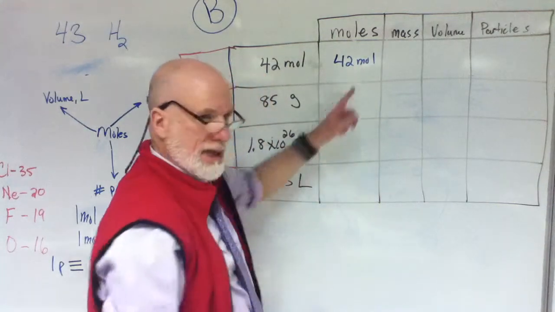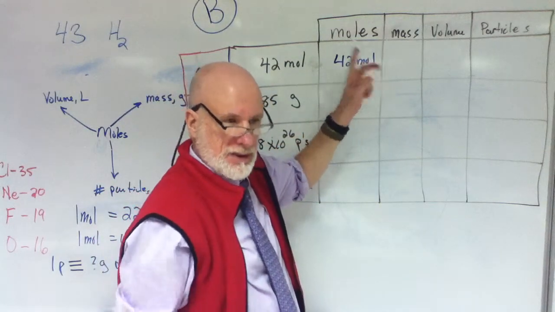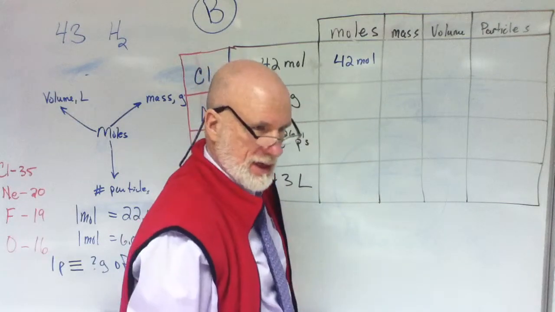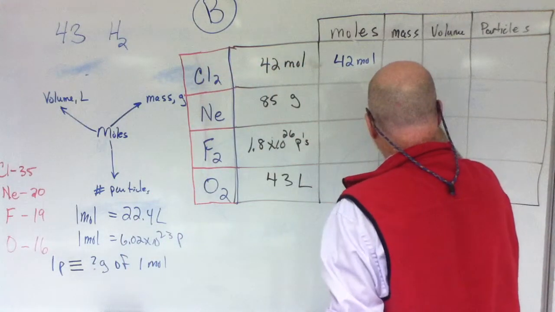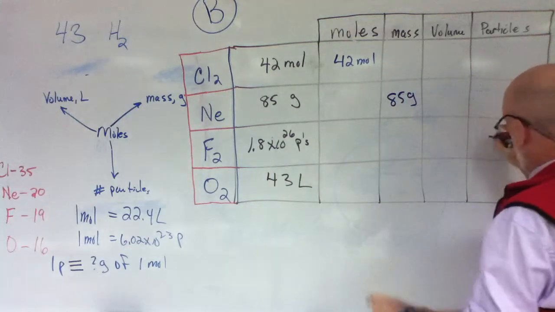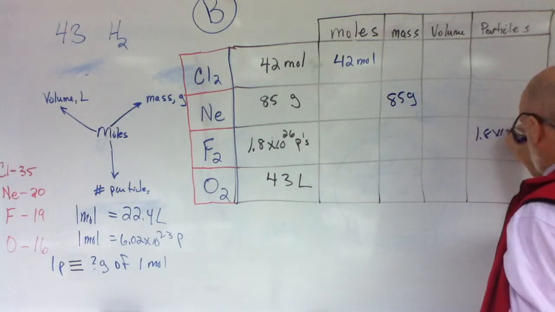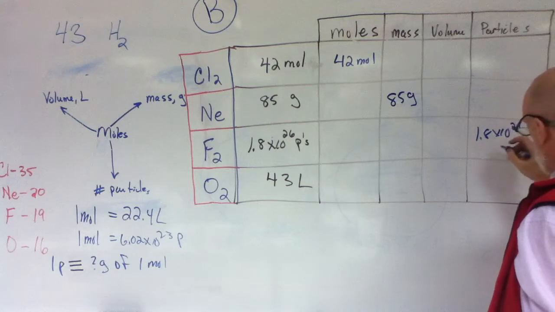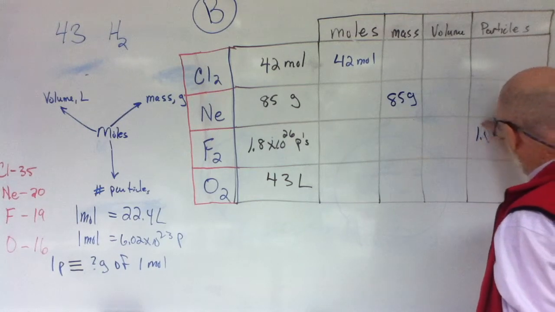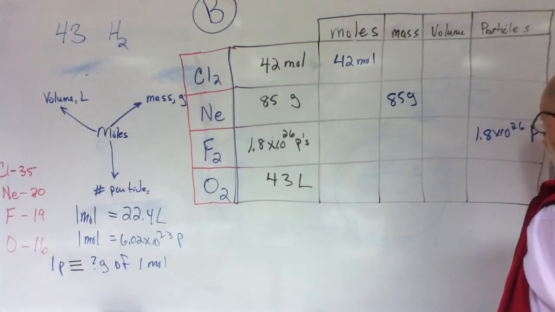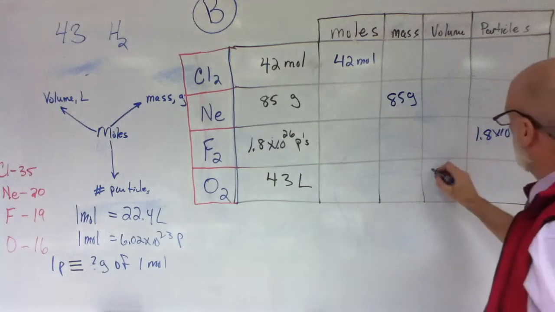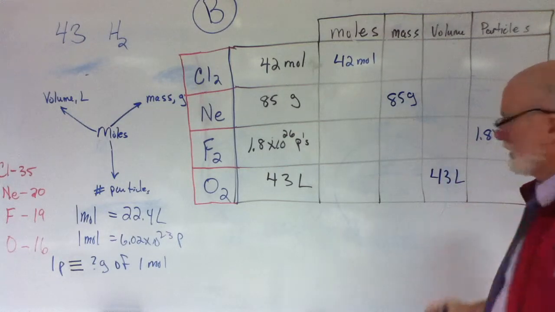You know what? We'll let it go today. But you got to put the unit labels in. Okay? I'll be nice today. This is going to be 85 grams. That's going to be 1.8 times 10 to the 26. And then this is going to be 43 liters, right? Yes, do you get that?